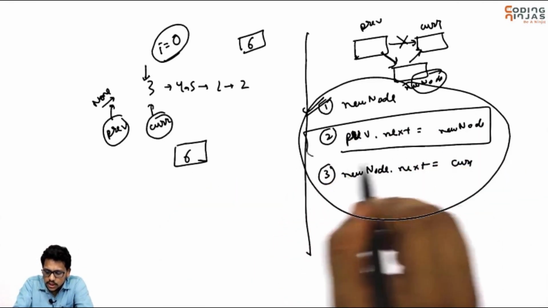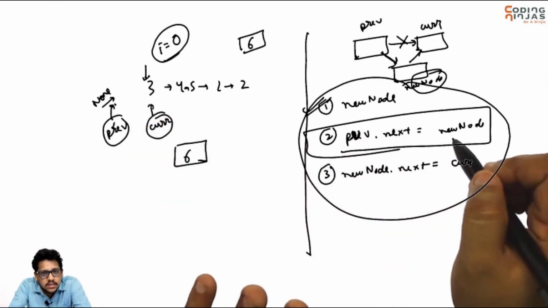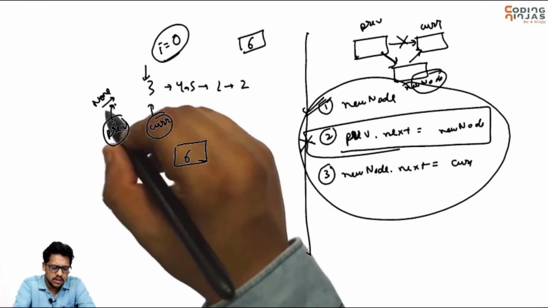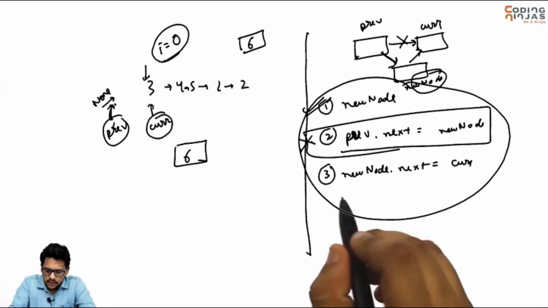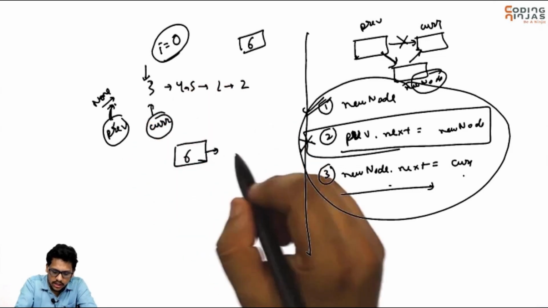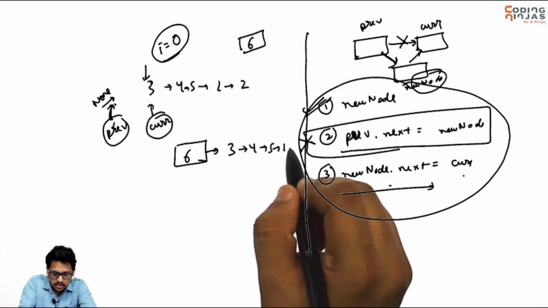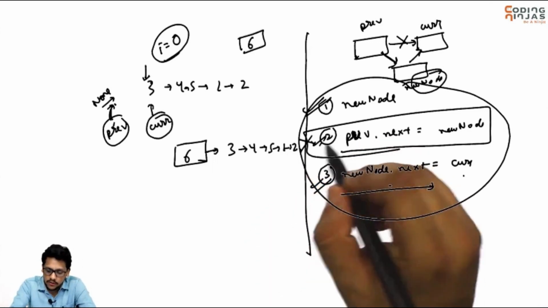This line, previous dot next equal to new node. Previous is pointing to none, none dot next. It will give you attribute error, that there is no attribute next present in none type. So this statement will not be allowed here. Previous dot next equal to new node. No, previous is pointing to none, so you cannot point next of none. Will this line work? New node dot next equal to current. I think 6 next will become what? 3. That should be there, because the rest of the linked list will remain same. This step is correct, but this step is not correct. So we will skip this step.